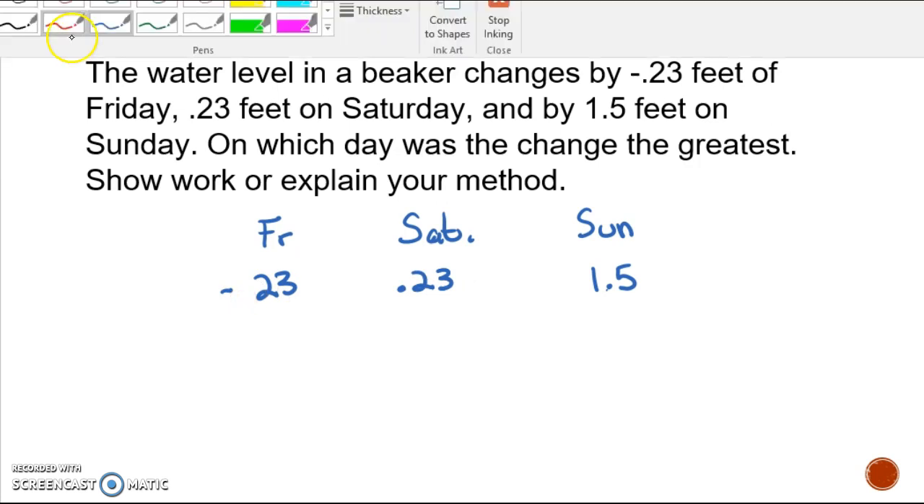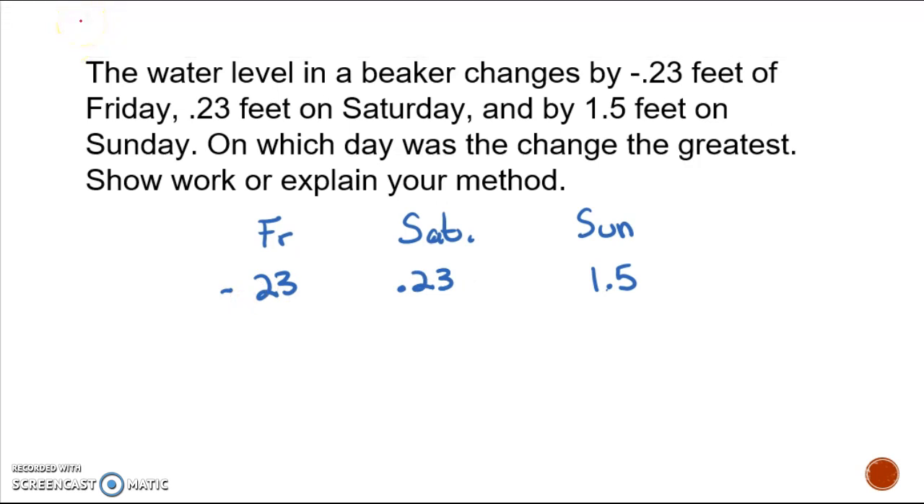Okay, so let's try this again. I went from -0.23 feet to positive 0.23 feet. So I know that if I added those together, now I'm at 0. So the change is 0.46 feet, because just double 0.23 would be 0.46. So between Friday and Saturday, I changed 0.46 feet.